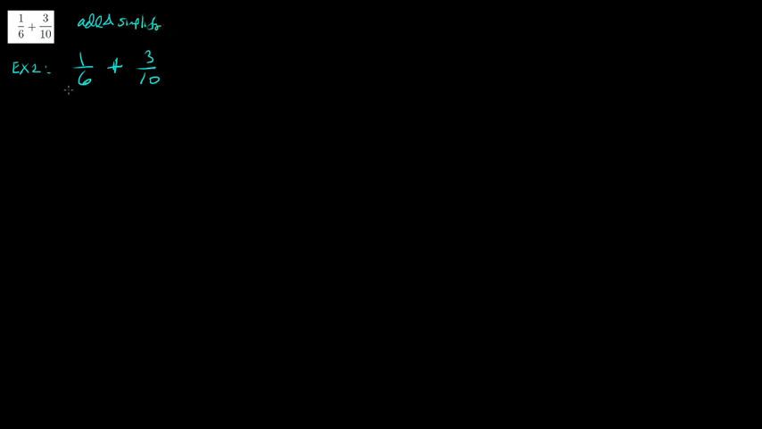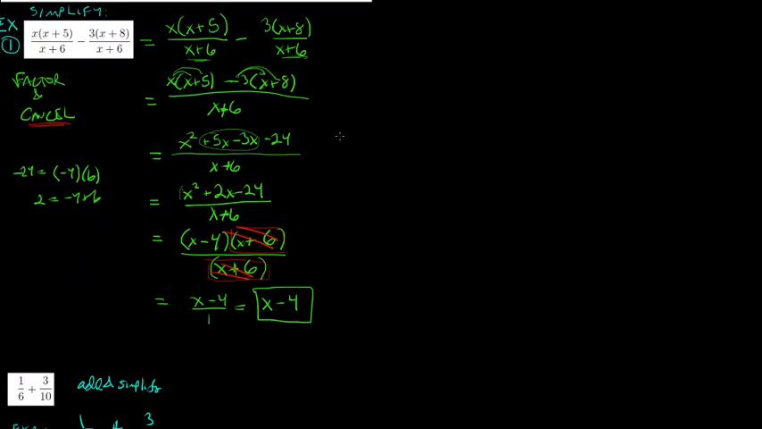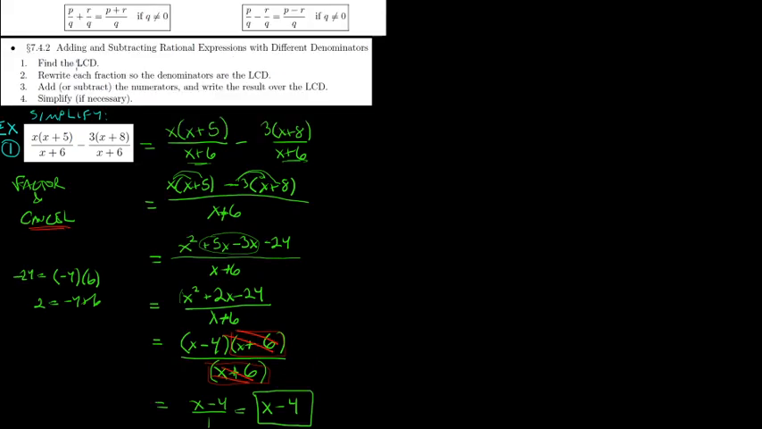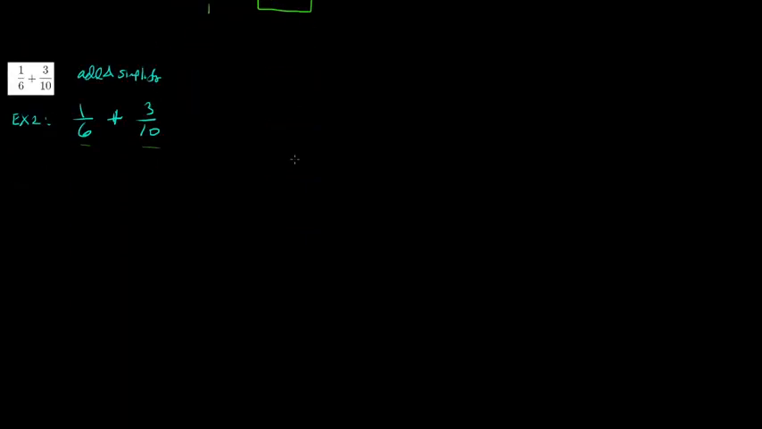All right. Well, notice that in this problem, 6 and 10 are not the same number, right? So we don't have the same denominator. So we can't add 1 plus 3 here. That doesn't work. What do we have to do instead? So going back to this, we have to find the least common denominator.